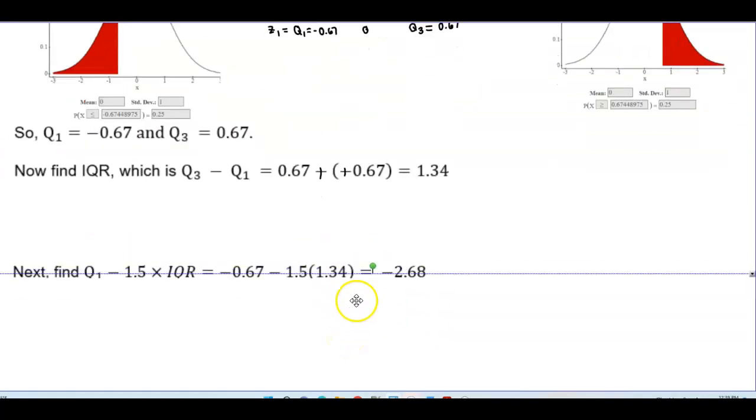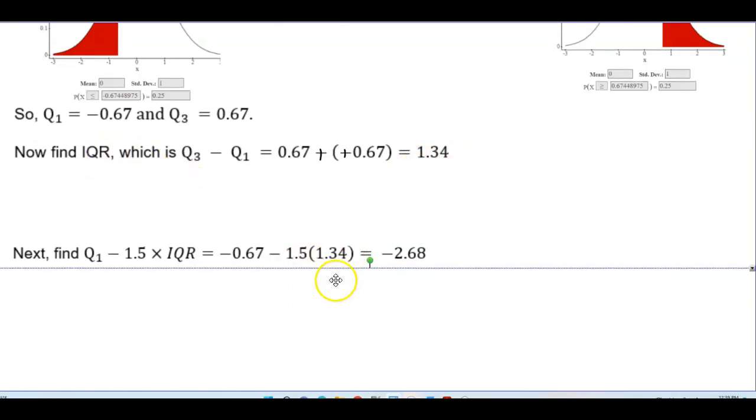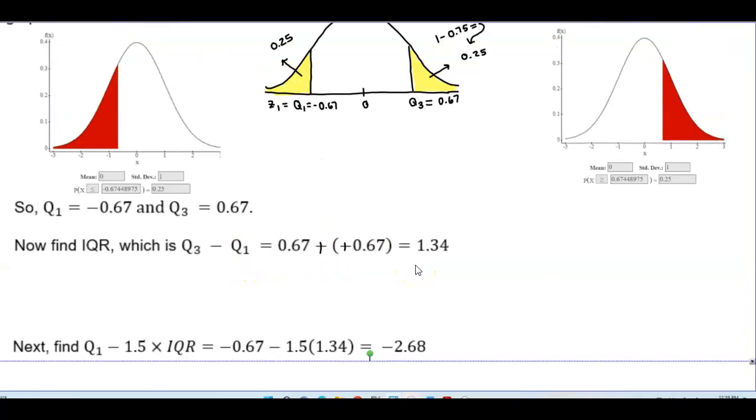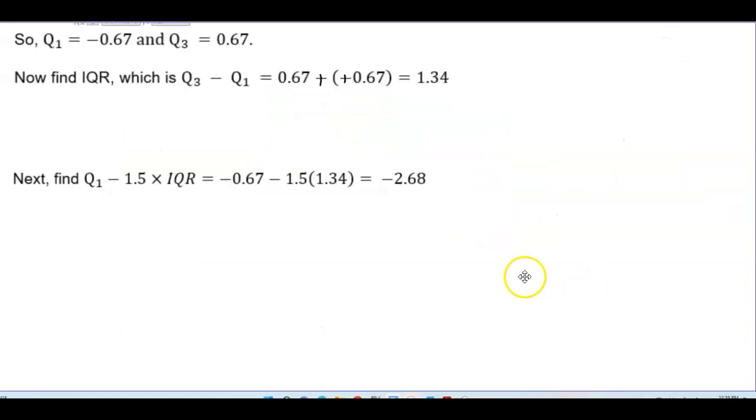Okay, next we want to find quartile 1 minus 1.5 times the interquartile range. We know that quartile 1 is negative 0.67, and then we're going to subtract 1.5 times the interquartile range that we found to be 1.34. So if we take 1.34, multiply it by negative 1.5, and then add negative 0.67, we get negative 2.68. So I'm going to go ahead and copy this down here.